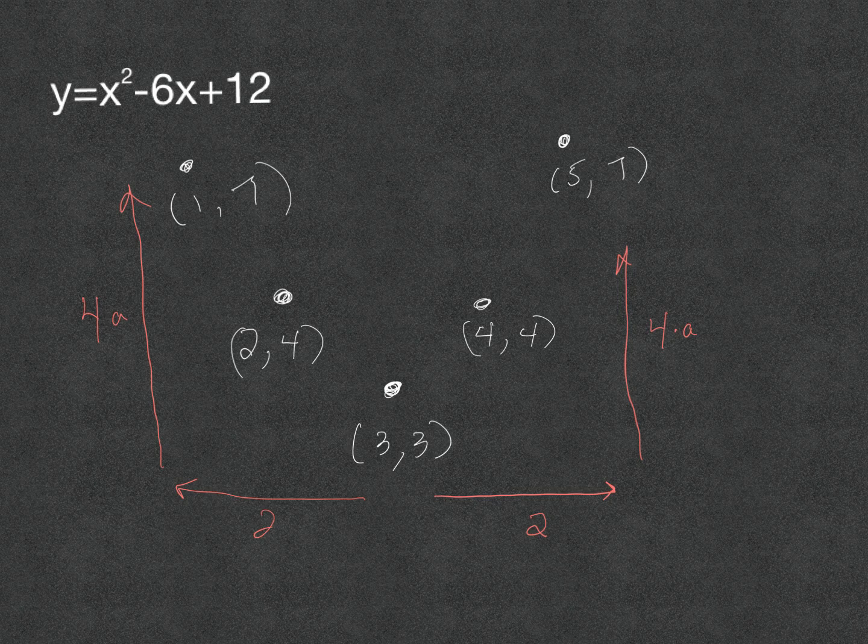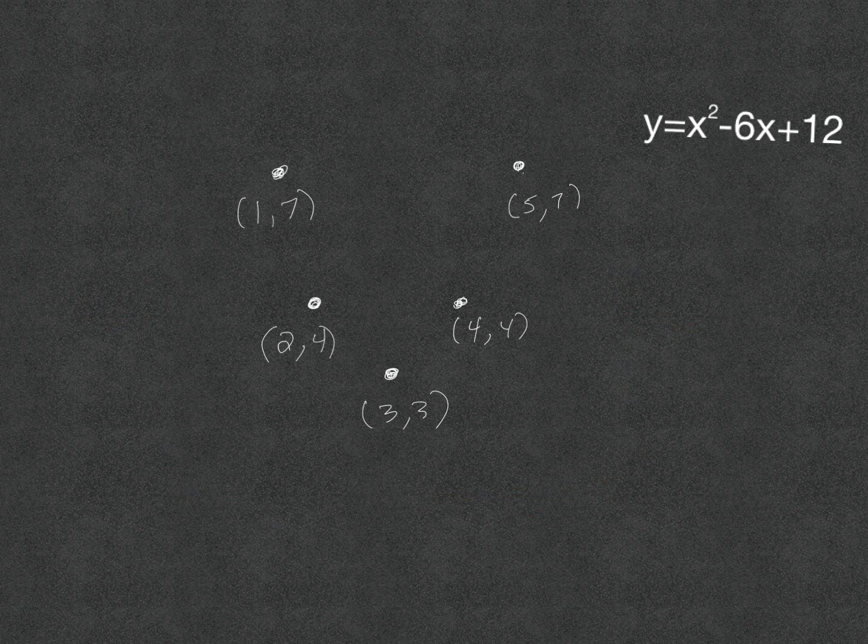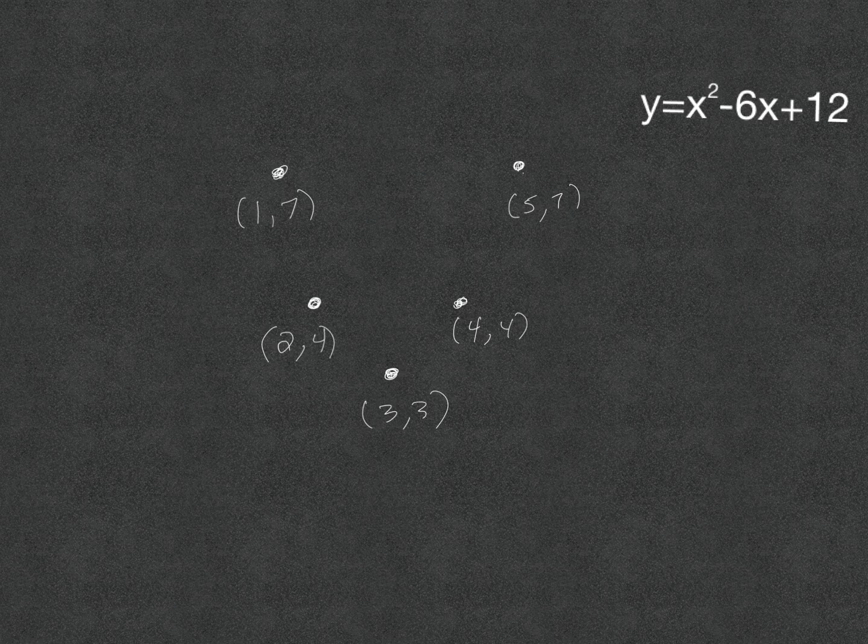Okay, let me show you. So again, this parabola has a vertex 3, 3. I went over 1, up 1 to get 4, 4. Over to the left, 1, up 1 to get 2, 4. Over to the right from the vertex, 2 to get 5. Up 4 to get 7. 5, 7, and I did the same thing on the left.